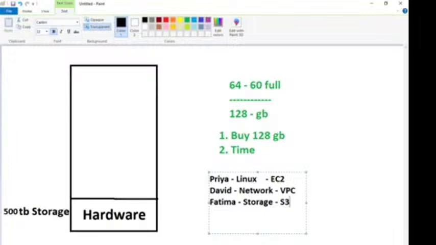So the technology is still the same. Servers are still the same. Operating system is still the same. Router configuration is still the same. The storage is the same. The firewall configuration is the same. The only thing that is changing here is instead of managing physical devices, they are managing them in the cloud. We need to increase the storage from 50 TB to 500 TB. Fatima knows how to increase the storage from 50 TB to 500 TB.